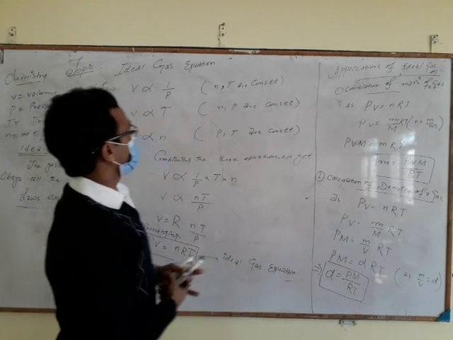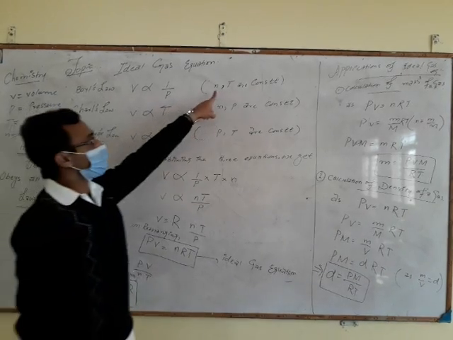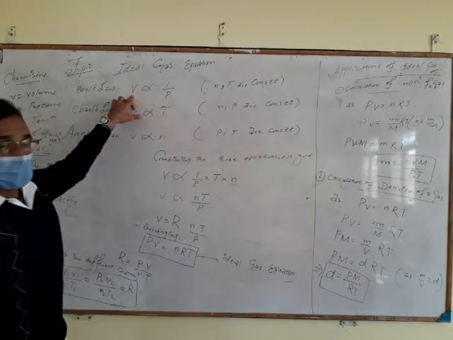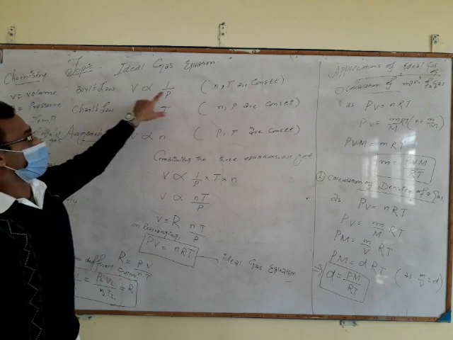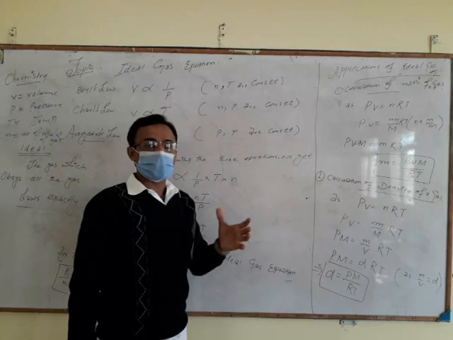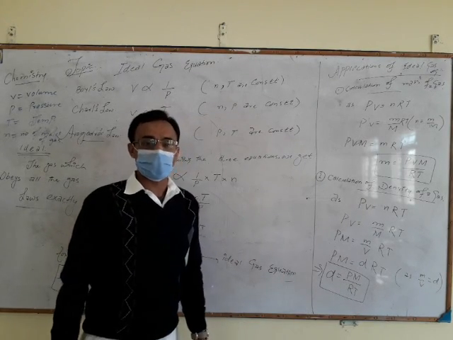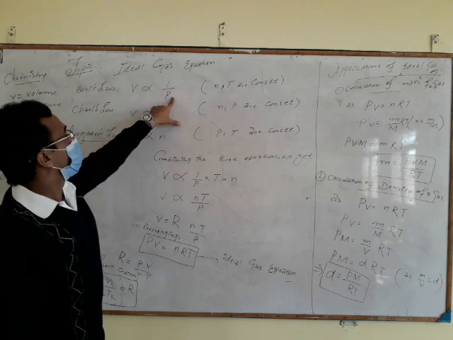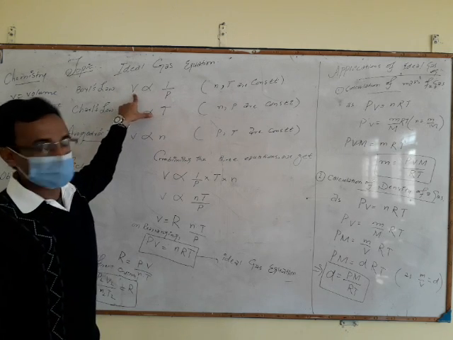According to Boyle's law, if we keep the number of moles and temperature constant, the volume of the given mass of a gas is inversely related to pressure. Inverse relation means if one value increases, the other will decrease. So according to Boyle's law, an increase in pressure will bring a decrease in the volume of the gas and vice versa.